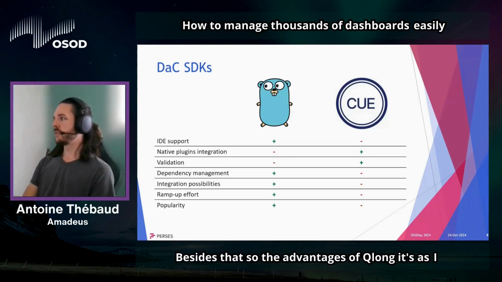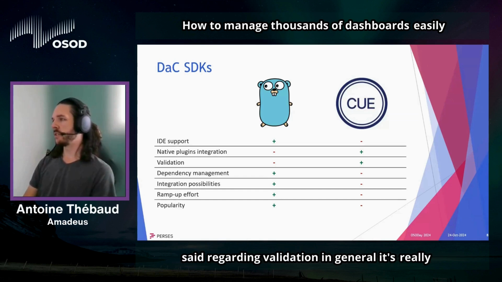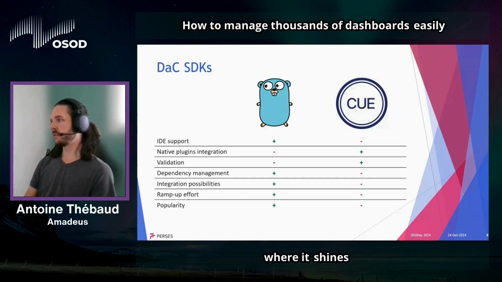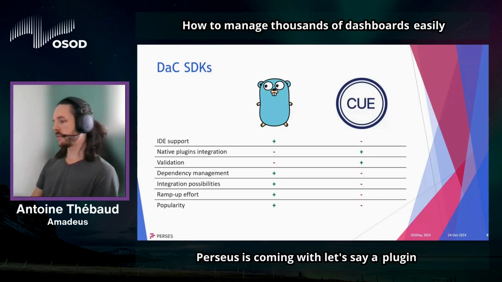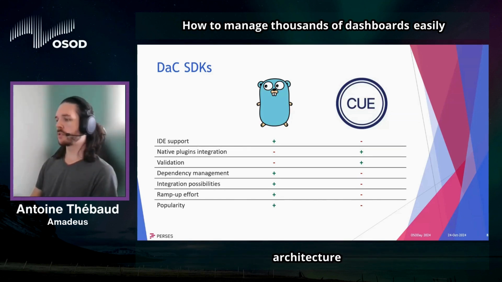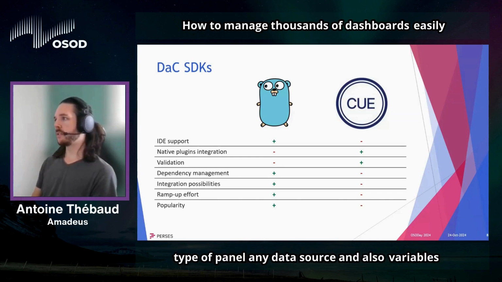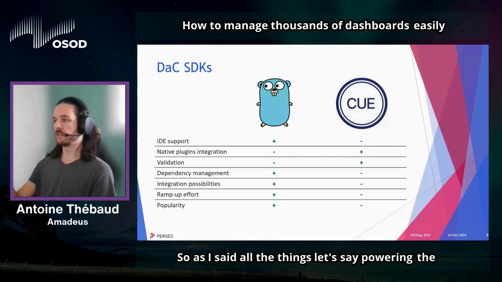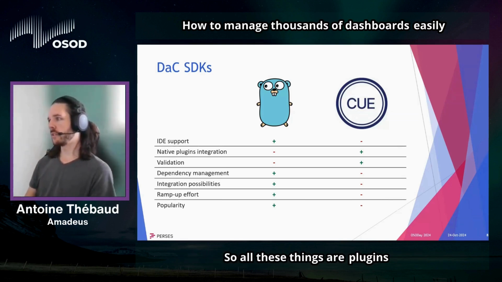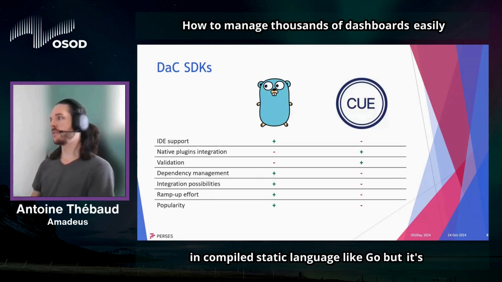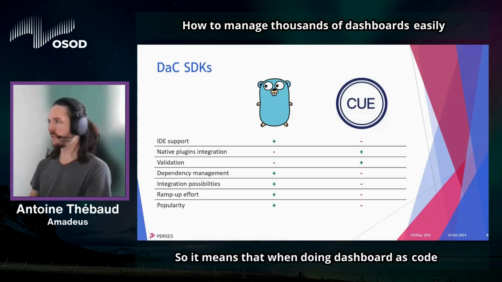Besides that, the advantage of Qlang, as I said regarding validation in general, is really where it shines. Also, I didn't talk about it yet, but Perses comes with a plugin architecture. Any visualization option, so any type of panel, any data source, and also variables, the things powering the drop downs at the top of the dashboard, are all plugins. Because we want Perses to be dynamic, the plugins' backend data model is not written in a compiled static language like Go, but in Qlang.